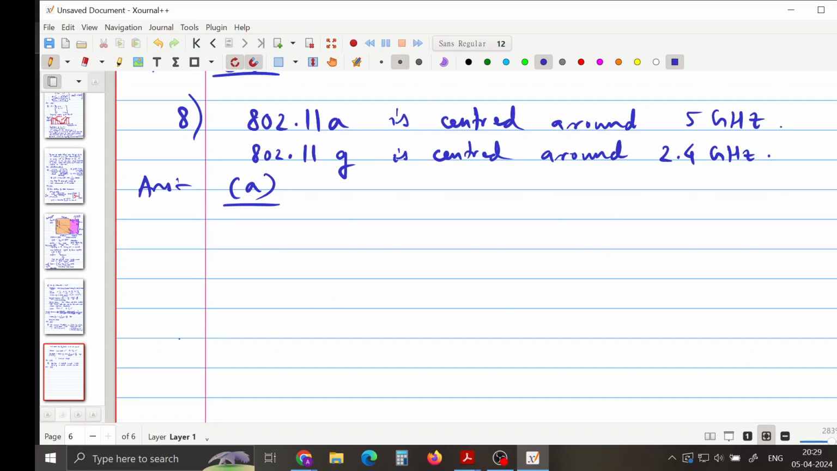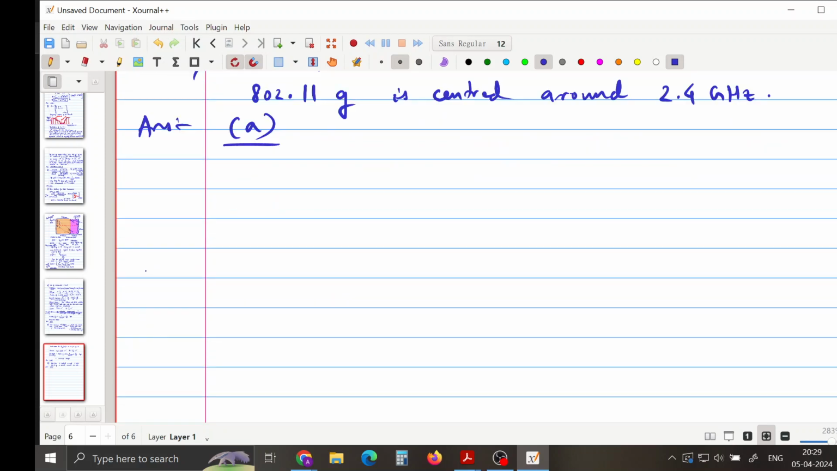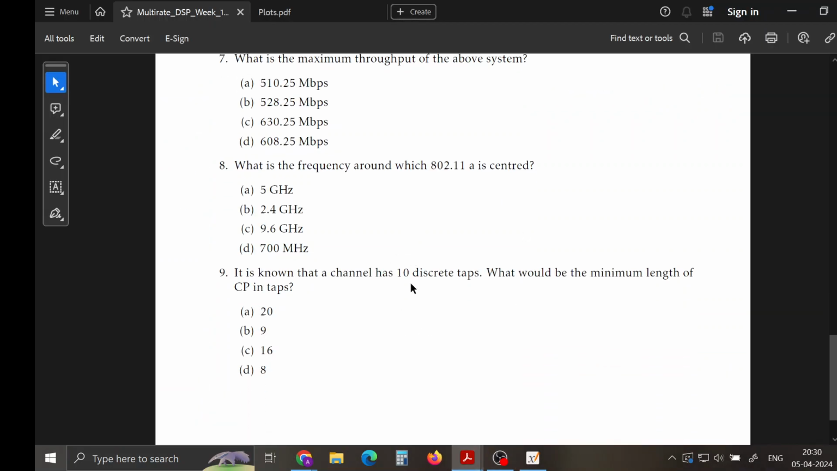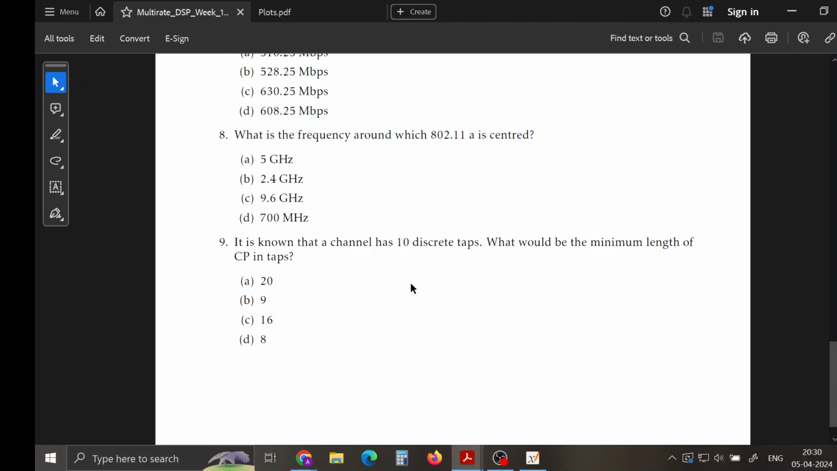Now coming to the last question for today, I believe. It is known that a channel has 10 discrete taps. What would be the minimum length of the cyclic prefix? CP stands for cyclic prefix, in taps. This again, I think we have covered before also.